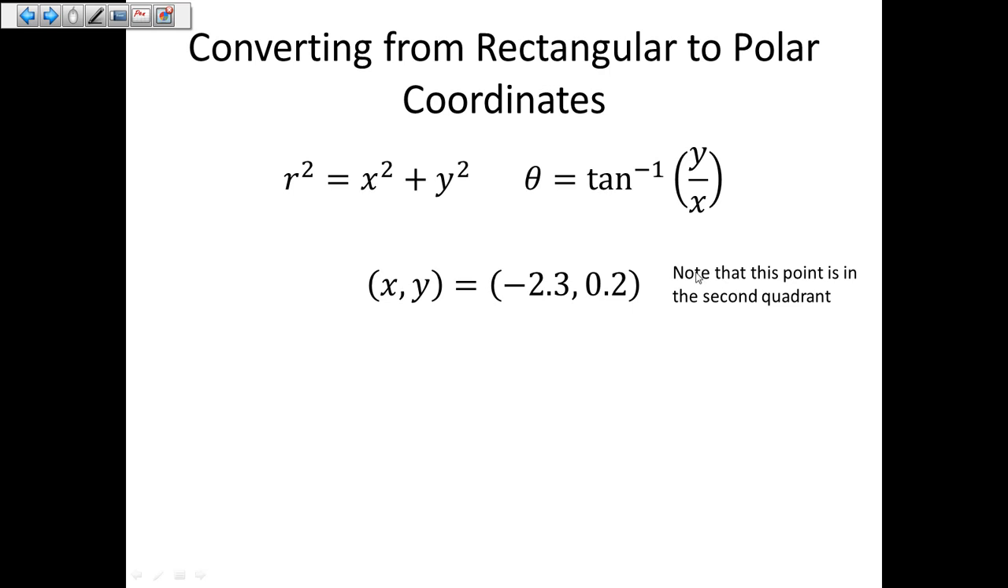Now I want to make a note here that this point is in the second quadrant. We go left and then up. It's in the second quadrant. So remember where your point is when you're converting to polar coordinates.